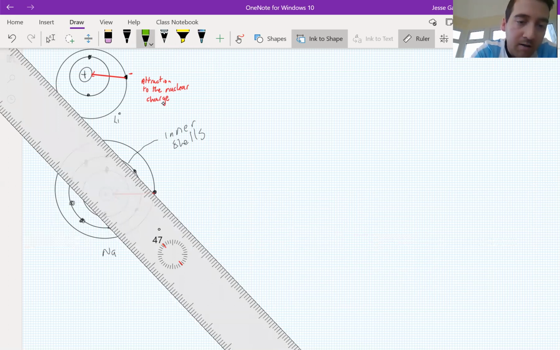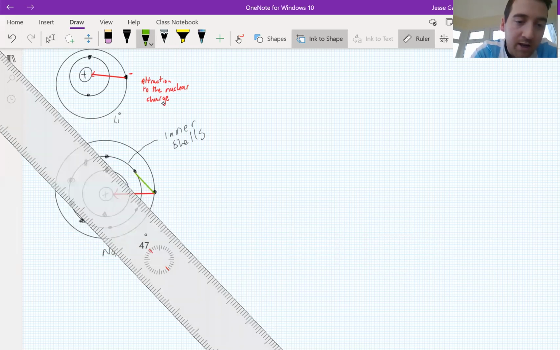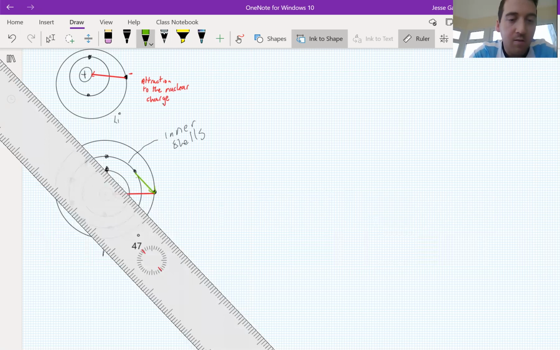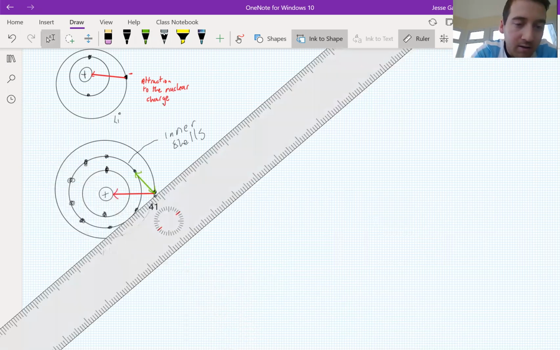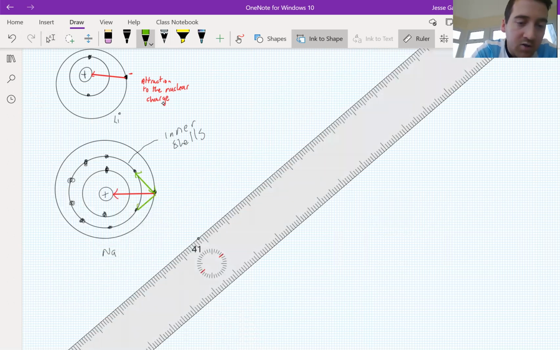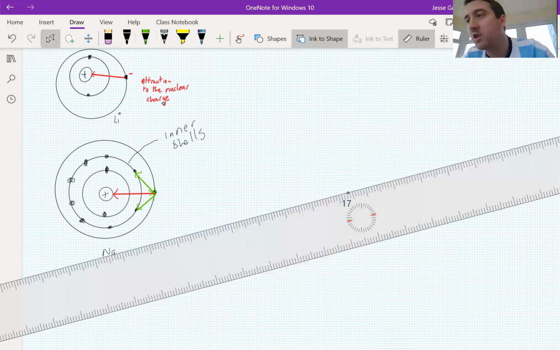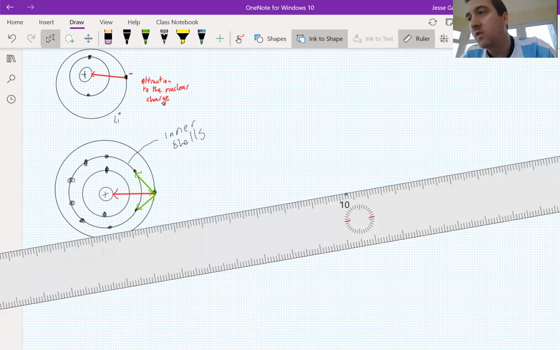So they repel, which means that they push each other away. They repel. So it's repelled by that one, and it's repelled by that one. So although it's still attracted to the nucleus, it is repelled by the shells in the inner shell. So this cancels out the effect of the nuclear charge, and this is called the screening or the shielding effect.